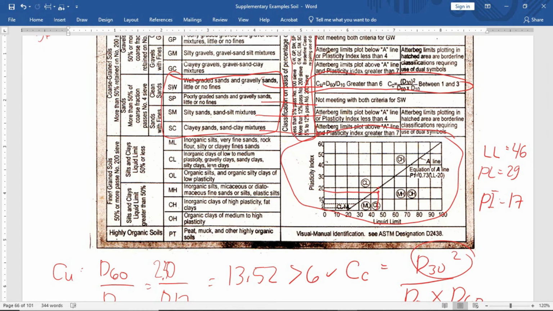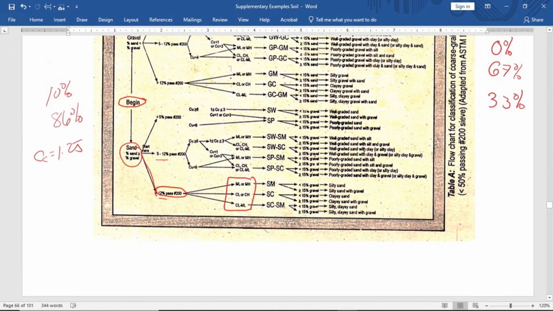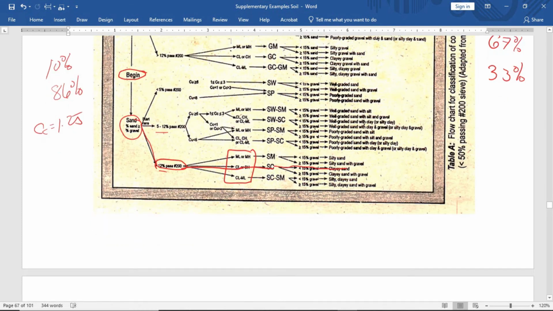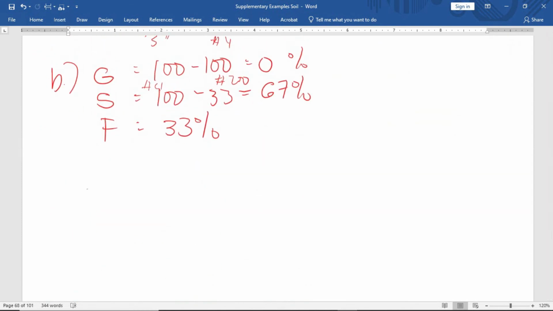So, tumama yung line natin dito, sa CL. So, CL yung i-consider natin. Punta tayo dito ulit. Tapos, SC. Since variable natin is 0%, which is lesser than 15%, ang ano natin is clay sand. SC, clay sand.